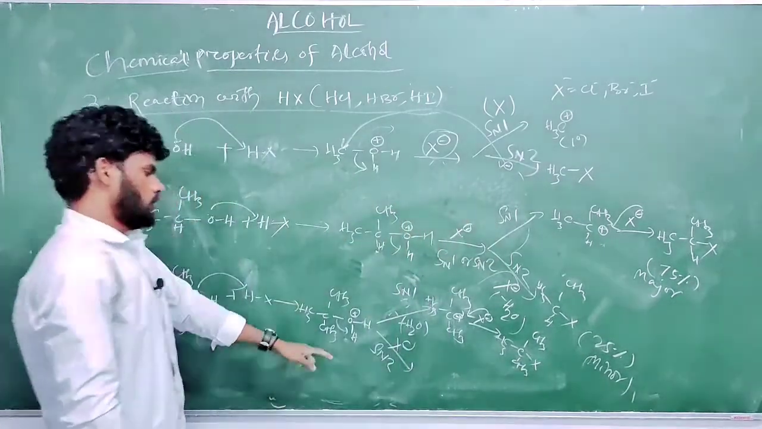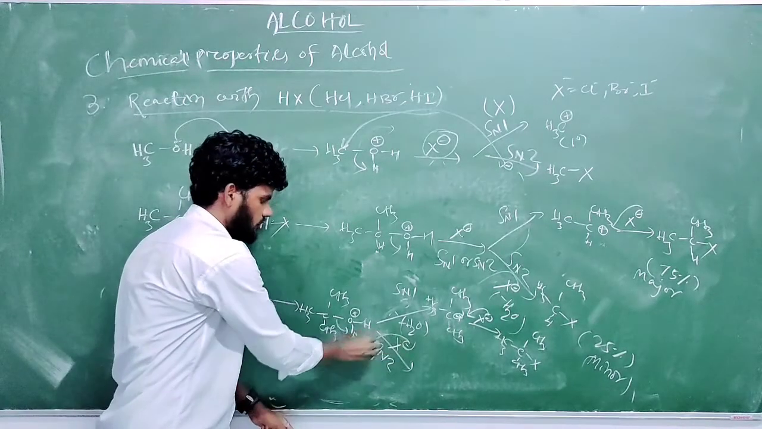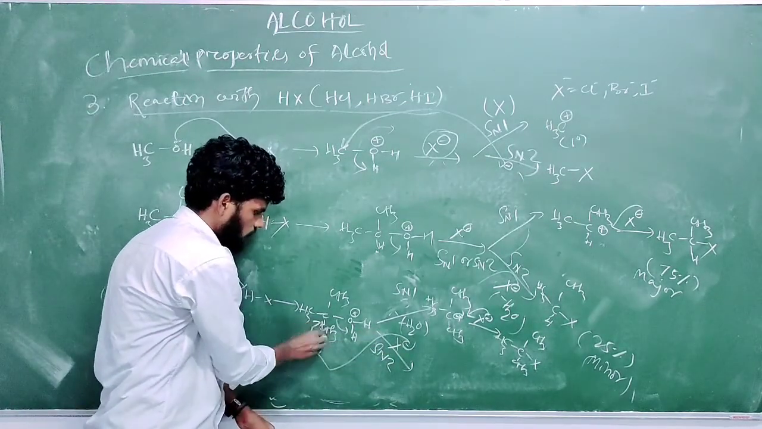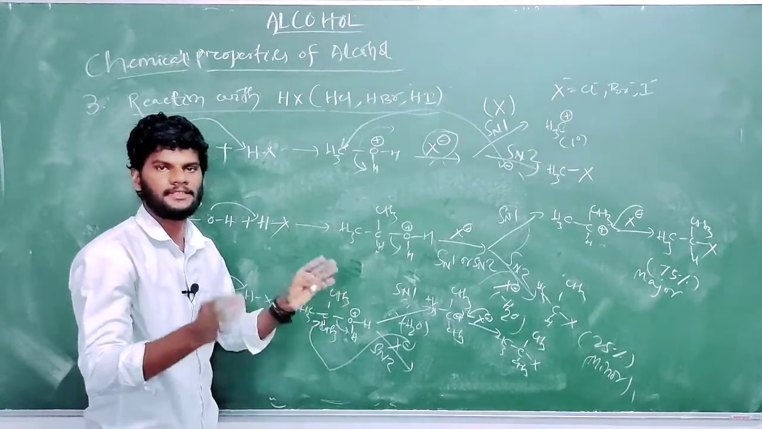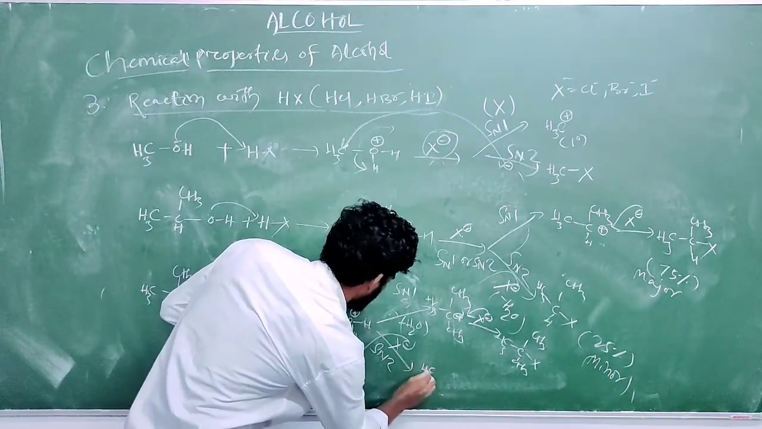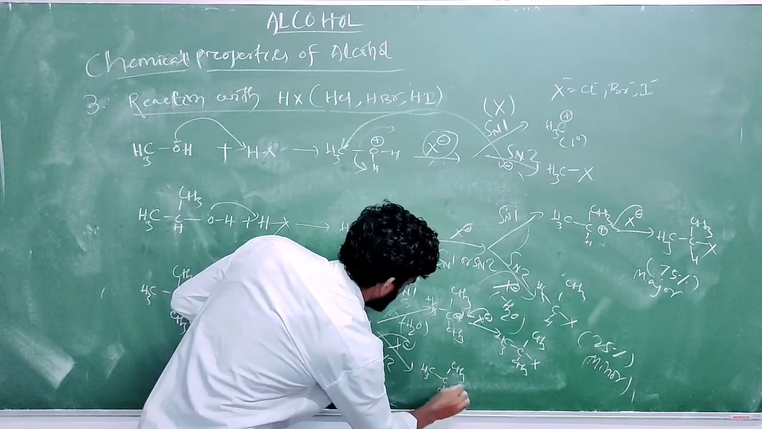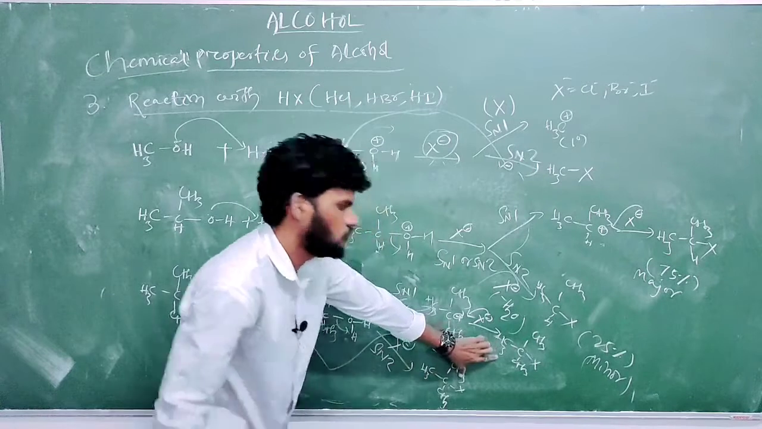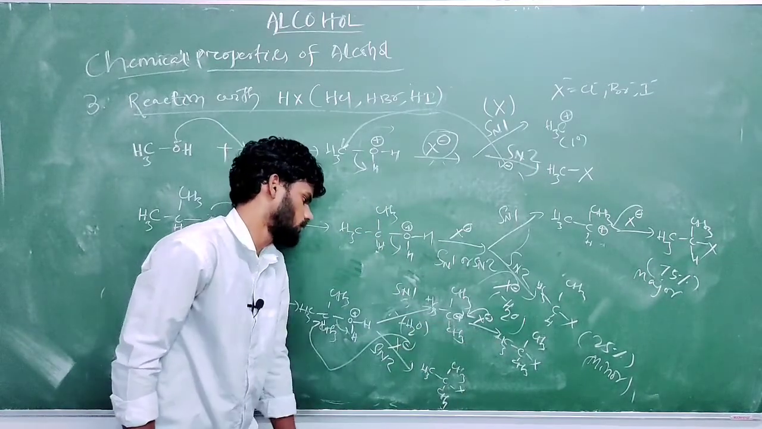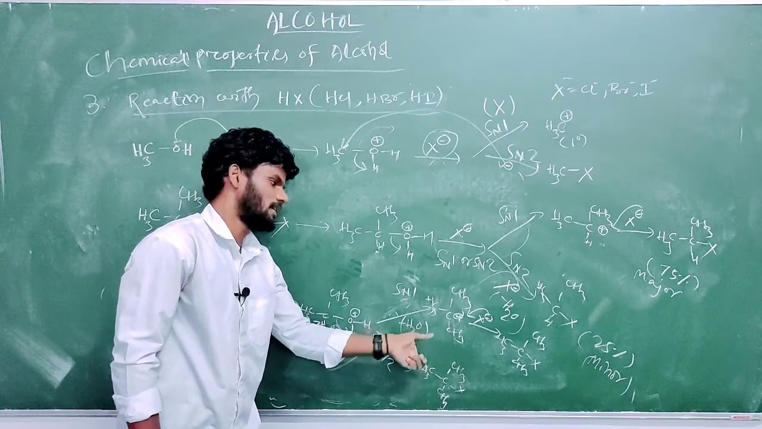In case of SN2, X minus will directly attach to this carbon and the OH2 group releases in a single step. This is the SN2 pathway. So what will it form? CH3-C(CH3)2-CH2-X.